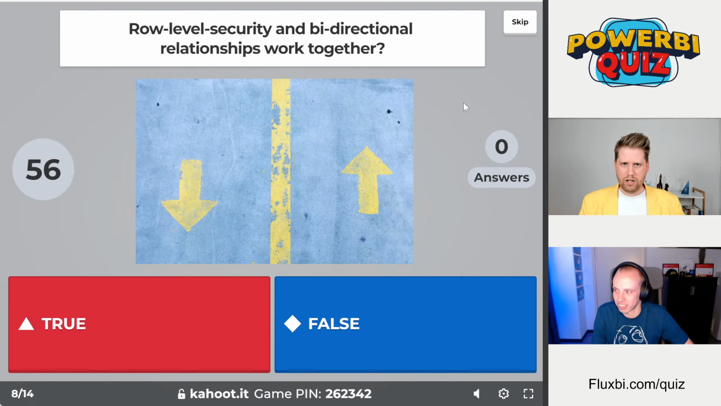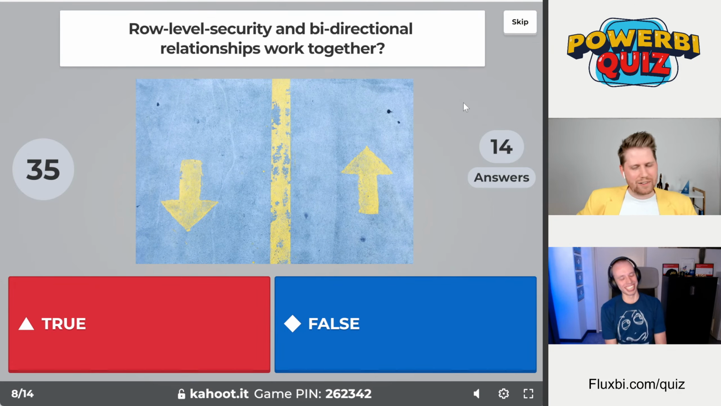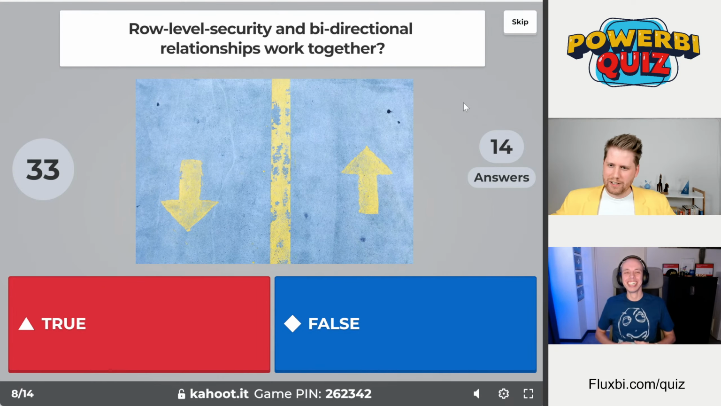This changed a lot. People don't memorize type 3s. Slowly changing dimensions. I'm relieved. But we have Dinos and Christian in top. And moving on to question number 8. So, row level security and bidirectional relationships. Do they work together? True or false?